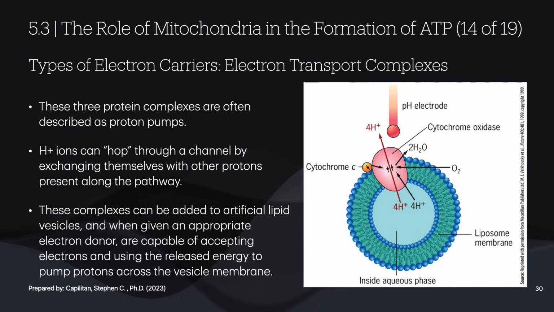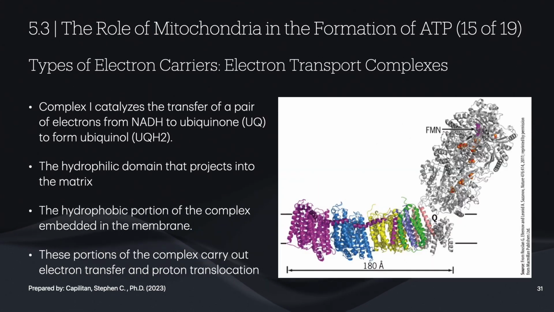These complexes can be added to artificial lipid vesicles, and when given an appropriate electron donor, they are capable of accepting electrons and use this released energy to pump protons across the vesicle membrane. An example on your right is the cytochrome oxidase, which is a proton pump found in synthetic liposomes. The liposomes and their function will be discussed later.